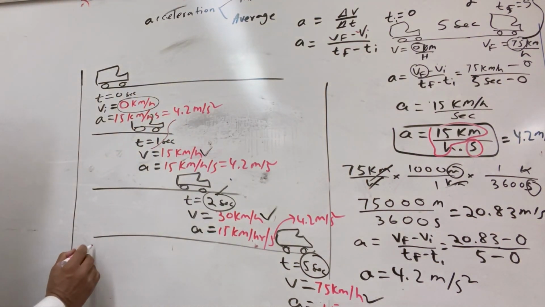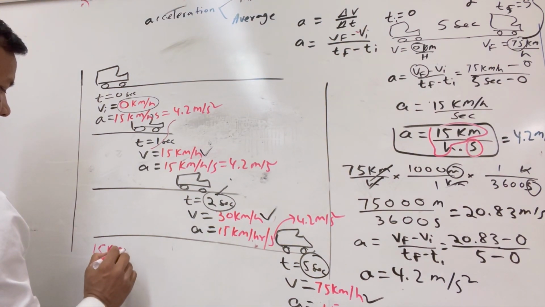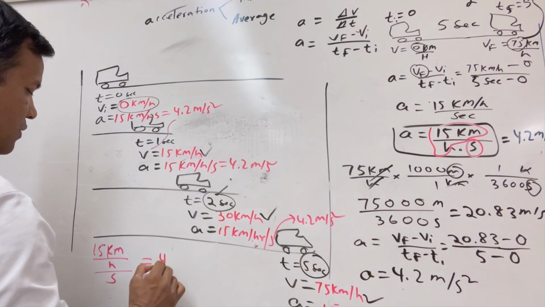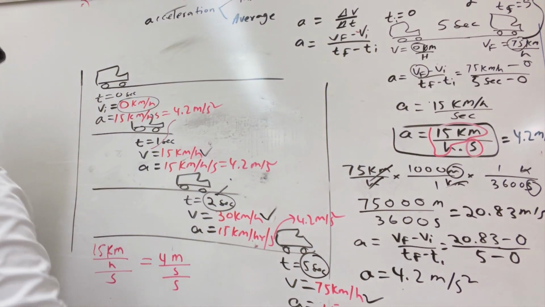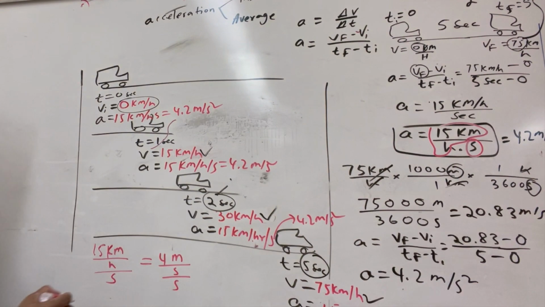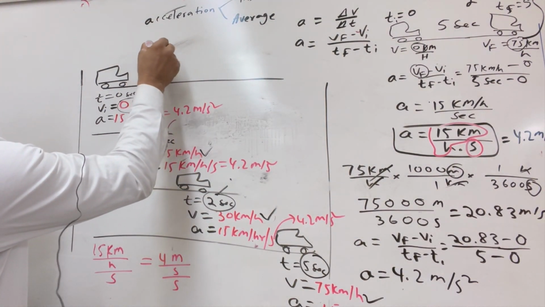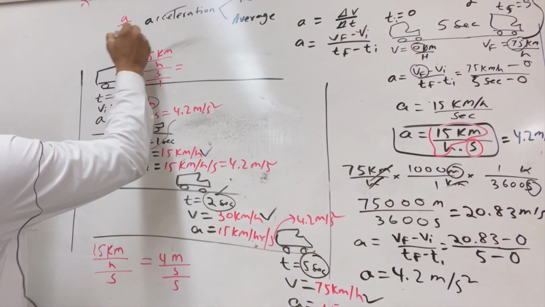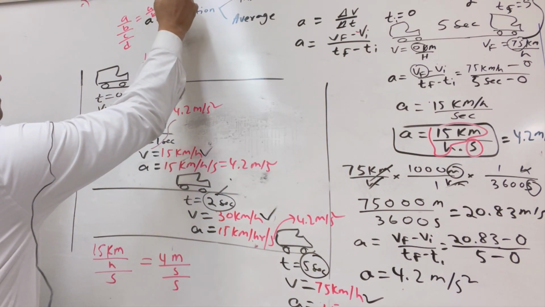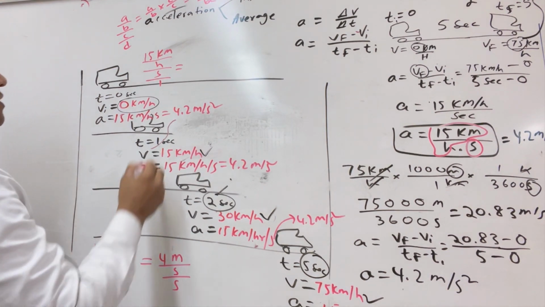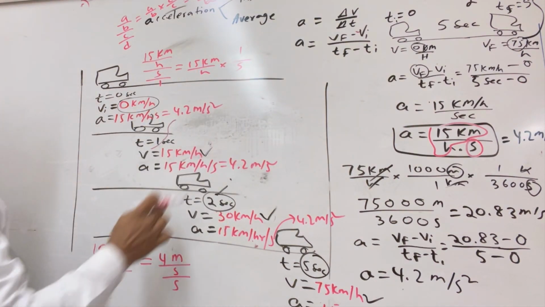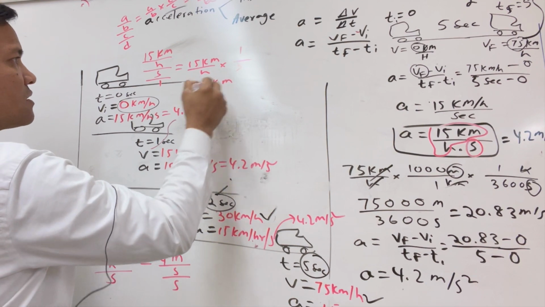Now let's prove that. So 15 kilometer per hour per second is equal to 4.2 meter per second squared. How is that? Okay, let's see. 15 kilometer per hour per second, and then put 1 over here. Now you write A over B over C over D is equal to A over B times D over C, which is AD over BC. So 15 kilometer over hour times 1 over second. Now, so far so good.